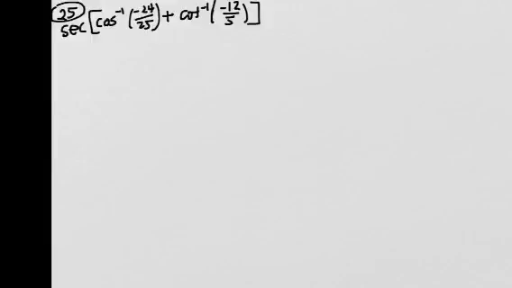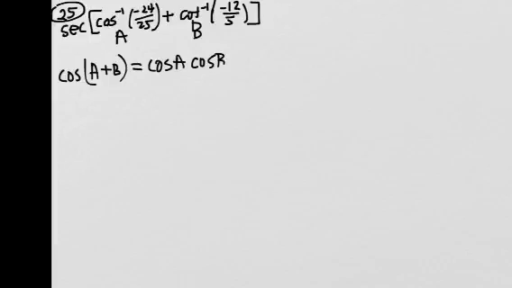Alright, so for number 25, I know you don't have a secant formula for secant A plus B, because that's what this is, but you do have a cosine formula. So we're going to treat this as if it was a cosine, and then at the end we're just going to take the reciprocal, because secant is the reciprocal of cosine. So we're going to treat it like cosine A plus B. Remember the formula for that is cosine A cosine B minus sine A sine B.